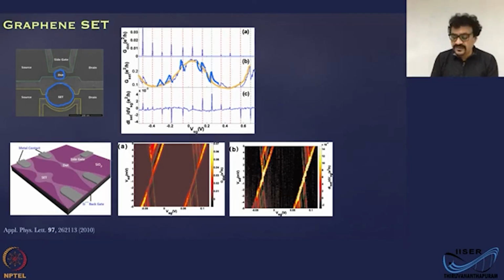Okay, so this is an example where a semi-metal SET is used to detect charging and discharging events or charge sensing in a semi-metal quantum dot, in a graphene SET and a graphene quantum dot. Okay.